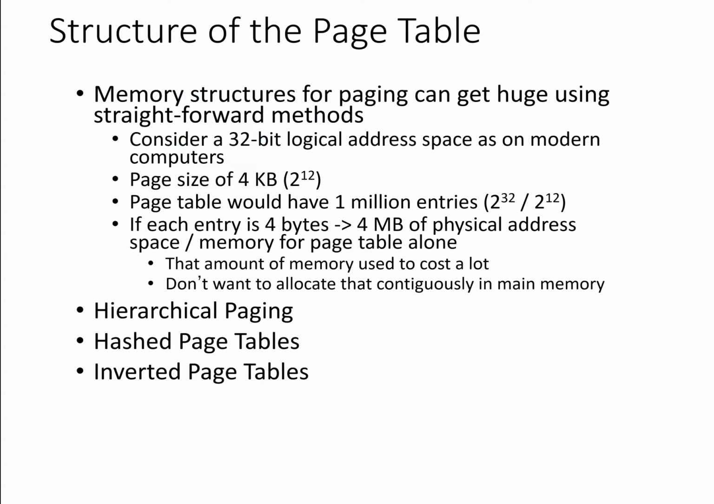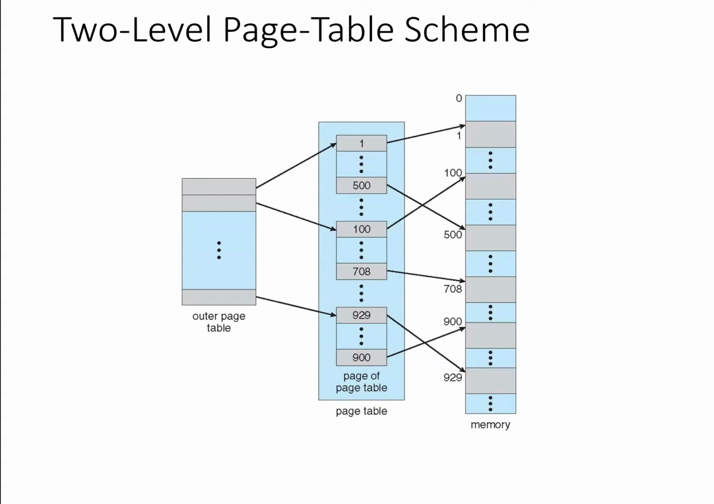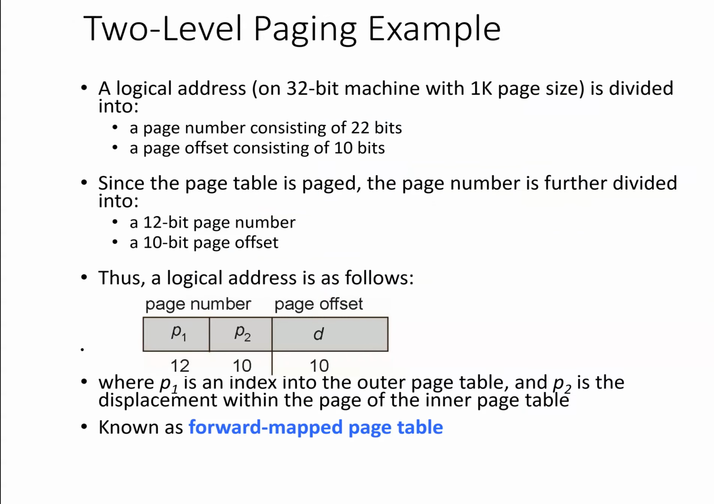Memory structures for paging can get huge using straightforward methods. If we've got 32-bit logical address spaces and a page size of 4K, we'd have over 1 million entries. Some ways around this are hierarchical paging, hashed page tables, or inverted page tables. Hierarchical page tables is basically creating a 2-level page table. So we'd look in here first, and then there, and then there. So we now have a 3-tuple for each piece.